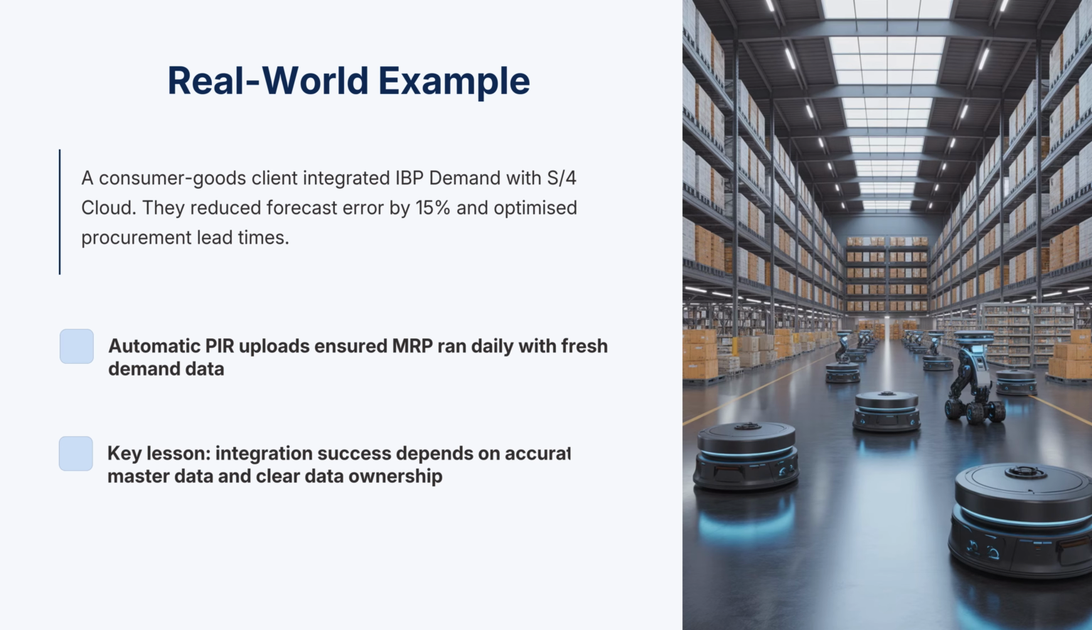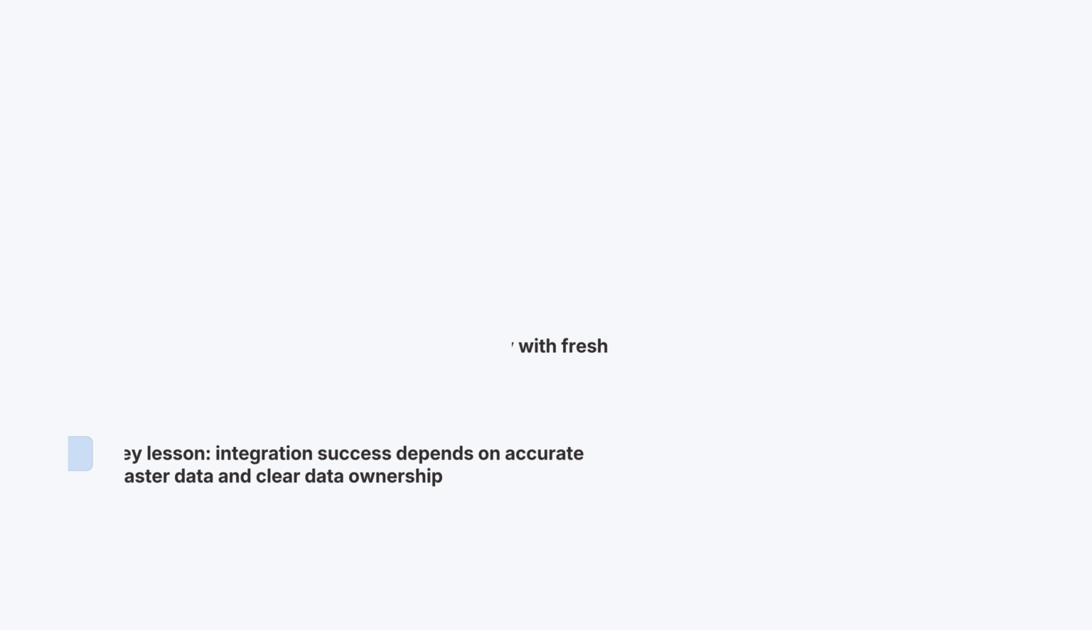Real-world example. Let's consider a global consumer goods manufacturer. They integrated IBP demand planning with S/4HANA Cloud, allowing forecasts to automatically create PIRs. Within 6 months, they cut forecast error by 15% and shortened procurement cycles by 10%. The success hinged on clear master data governance and properly scheduled integration runs.